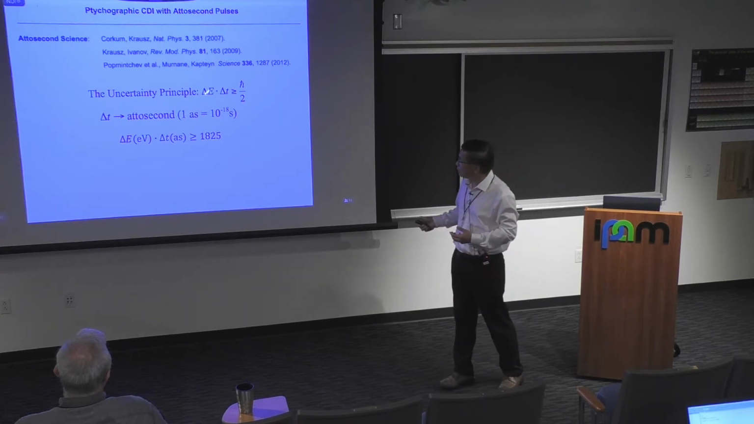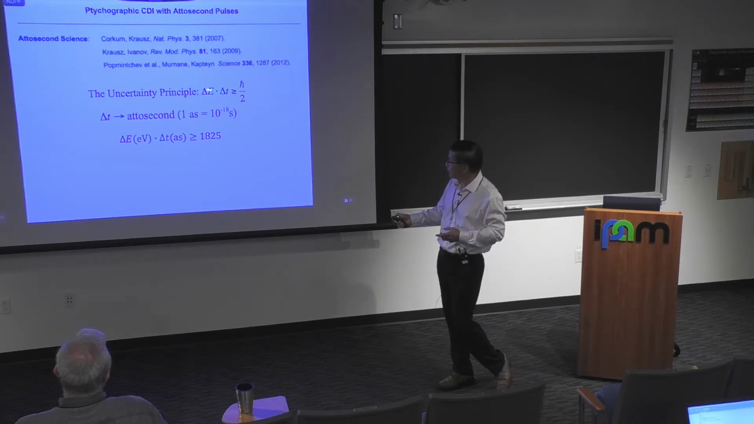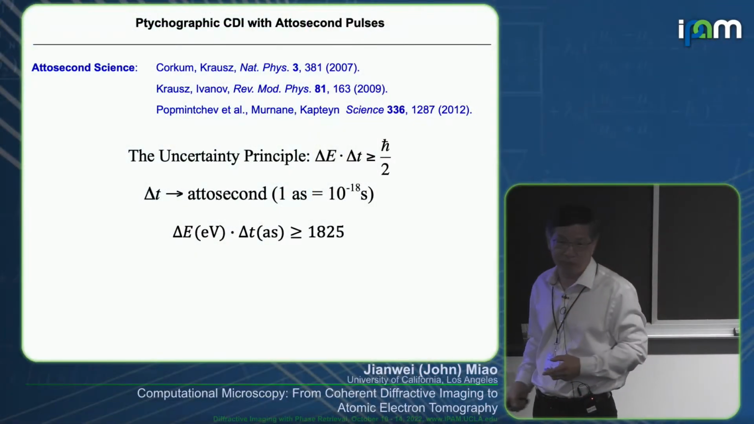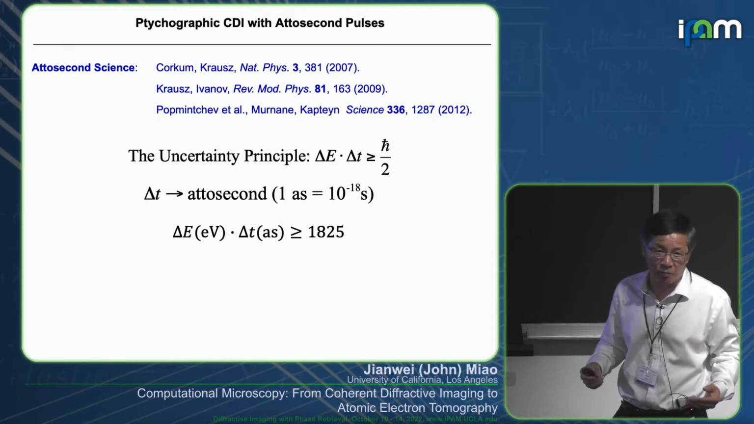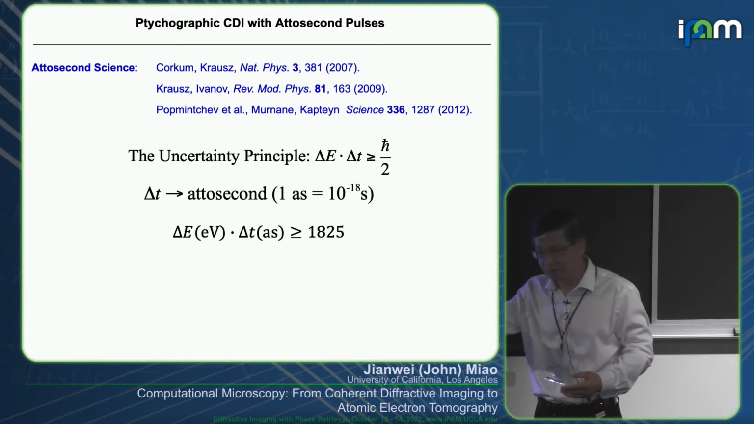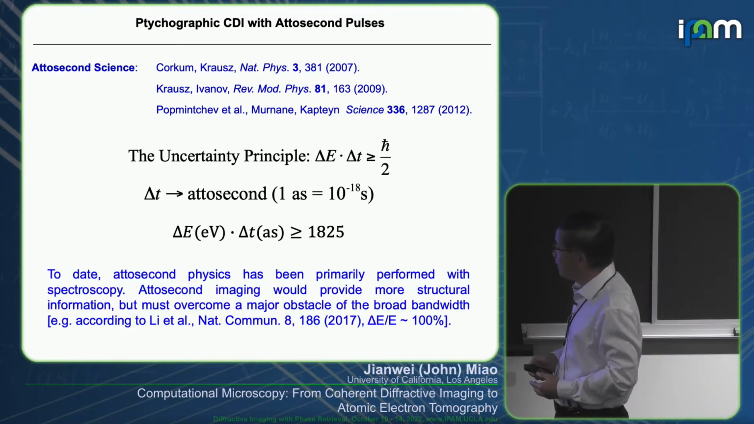And one of the issues of attosecond science is related to the uncertainty principle, because delta E times delta T is larger than h bar over 2. So if delta T is attosecond, then delta E becomes very large. The broadband, really broadband. So so far attosecond science is spectroscopy. Okay, if you ask Margaret, she will tell you a lot about spectroscopy.